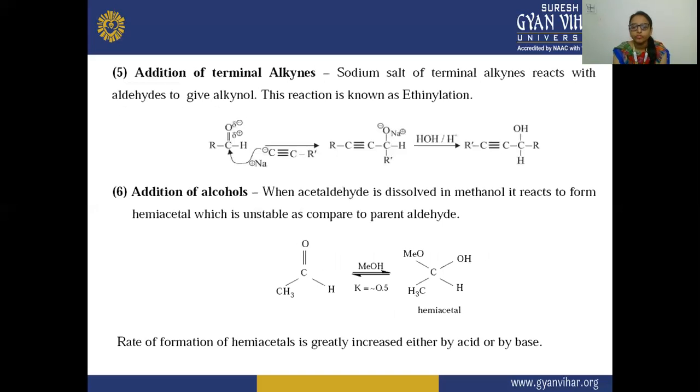So next is your fifth reaction, that is your addition of terminal alkynes. Here you will see the sodium salt of terminal alkynes reacts with aldehydes to give alkynol. This reaction is known as ethynylation. So here this is your aldehyde, and when this is reacting with the alkynes, then they are forming your alkynol. So here you will see this.